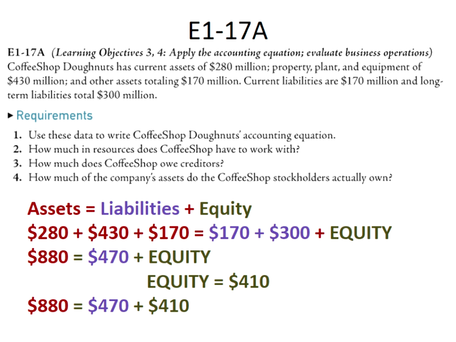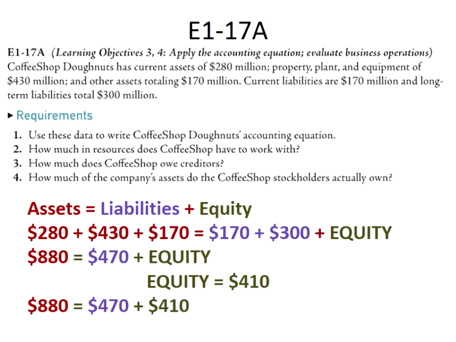Then for liabilities, it told me I had current liabilities of $170 and long-term liabilities of $300. So if I take the 170 plus the 300, I get 470 as my liabilities. Those are the purple numbers.